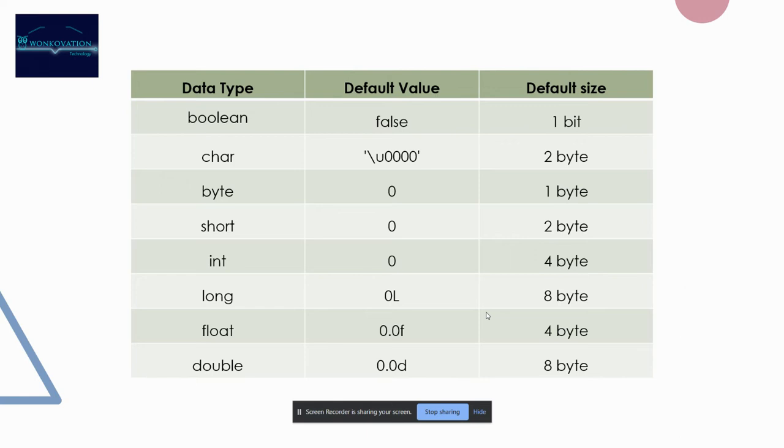Char, we can see that the default size for char is 2 bytes, which means 16 bits. For byte, it is 1 byte, which means 8 bits. Short, 16. Int, 32 bits. Long, it is 8 into 8, 64 bits. Default values, as we can see here, for byte is 0, short is 0, int is 0, long is again 0, but to differentiate long from int, we use an L. Here float is 0.0 and double is 0.0. Here double has 64 bits and float has 32 bits.